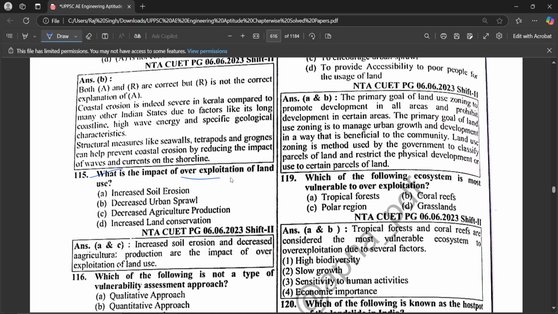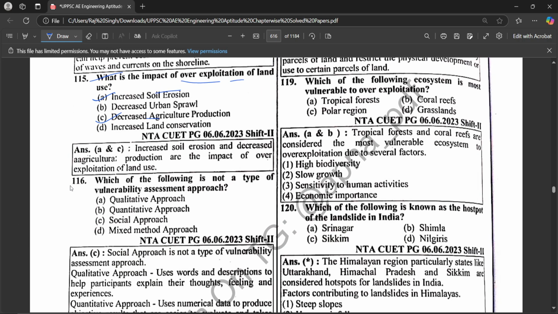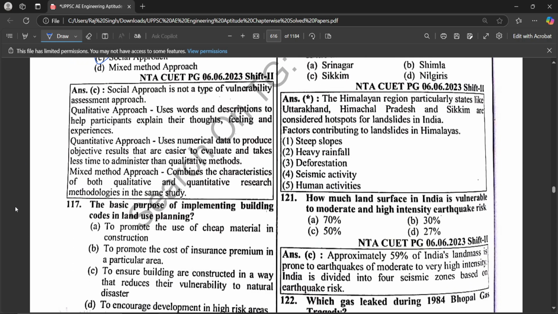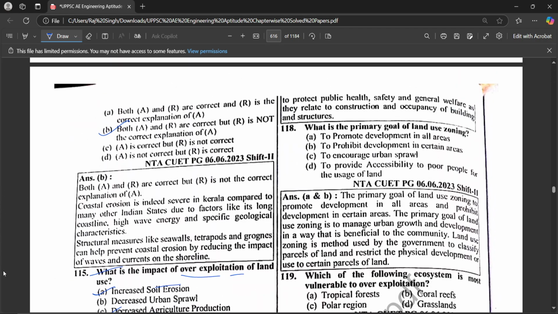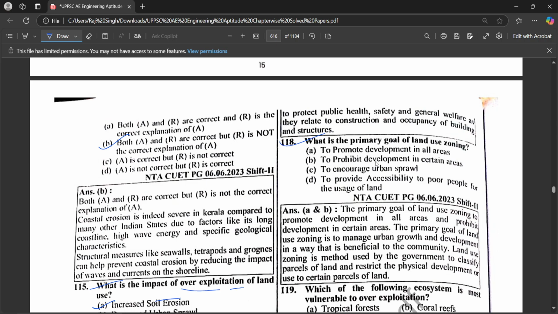What is the impact of over-exploitation of land use? A and C both are correct: increased soil erosion, decreased agriculture production. Which of the following is not a type of vulnerability assessment approach? Social approach. The basic purpose of implementing building codes in land use planning is to ensure buildings are constructed in a way that reduces their vulnerability to natural disasters. What is the primary goal of land use zoning? To provide development in all areas and to prevent development in certain areas. A and B are both correct.